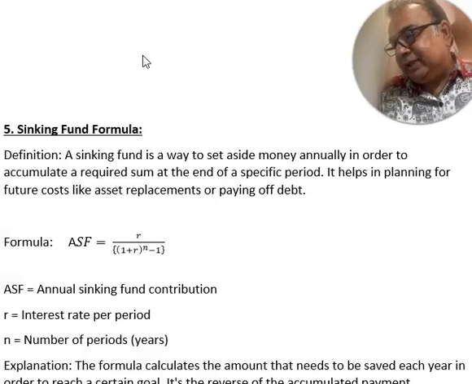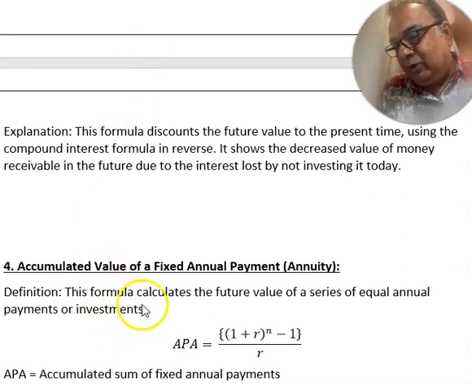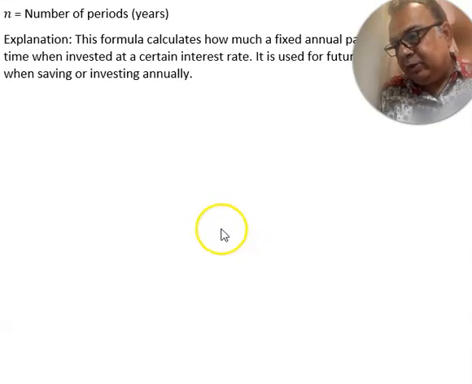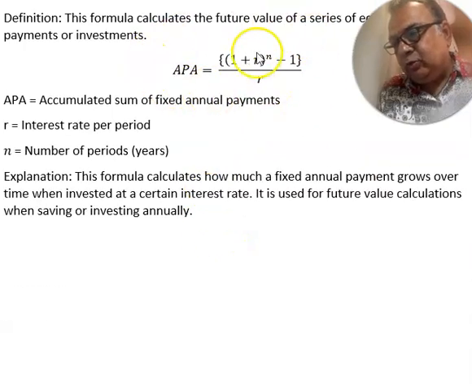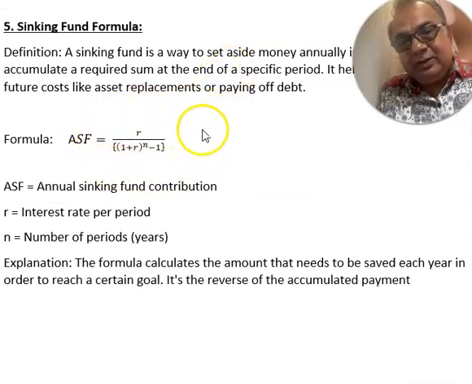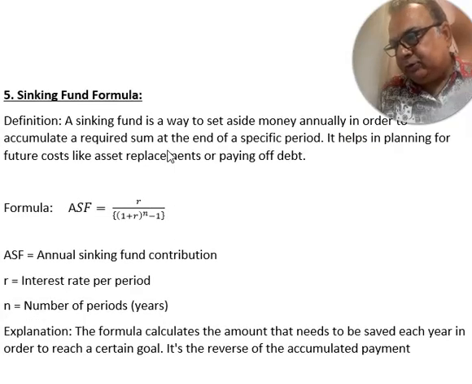Now next is the sinking fund formula. It is also the reverse formula of accumulated value of fixed annual payment, the accumulated sum of fixed annual payment. With this formula you do the reverse, so you will get the sinking fund formula. In detail, we will learn the sinking fund in the income approach.